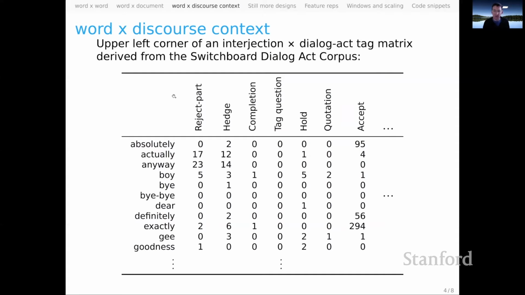What that allows us to do is collect a matrix where the rows are again words, but the columns are those individual labels that annotators assigned. I think this is a really interesting matrix. If you peer even at this small fragment, you can see some interesting information emerging. So for example, absolutely occurs a lot in acceptance dialogue acts, whereas more hedged words like actually and anyway are more common in things like rejecting part of a previous utterance. And I'm sure there are lots of other interesting patterns in this matrix.